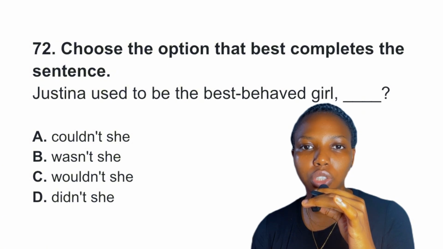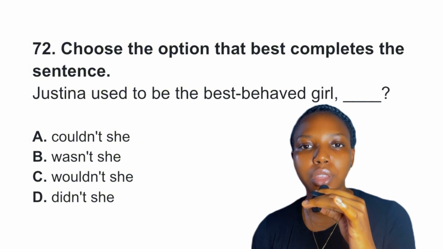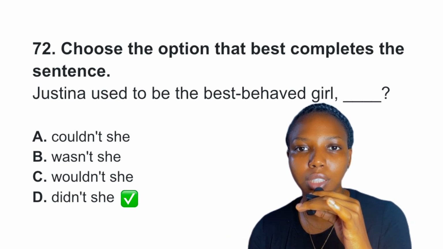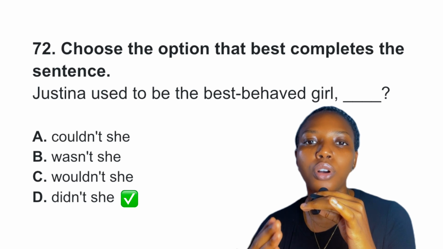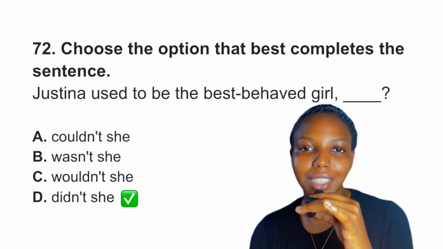In English, the standard is whenever a sentence uses used to, the tag must be formed using did. So the answer to this question is didn't she. No matter how natural and correct was she sounds, it is not the answer. You can use it in your informal speech, in your conversation with your friends, but the standard is didn't she, because didn't she aligns with the grammatical rules for used to. So the best answer to this question is definitely option D, didn't she.